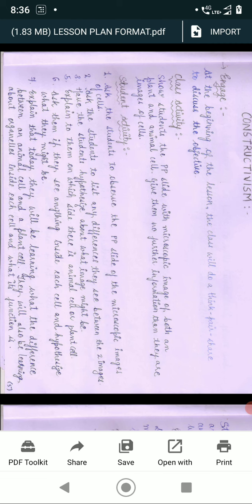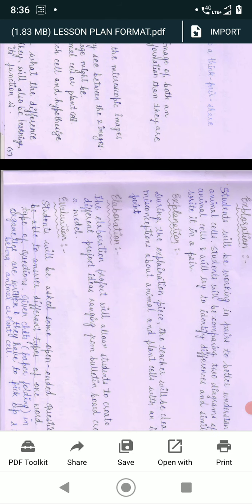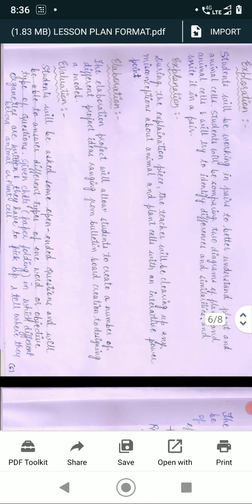Explain that today they will be learning the difference between an animal cell and a plant cell. They will also be learning about the organelles inside each cell and what their functions are. Then, after this, let them explore. During exploration, students will be working in pairs to better understand plant and animal cells. Students will be comparing two diagrams of the plant and animal cell and will try to identify differences and similarities and write in a pair.